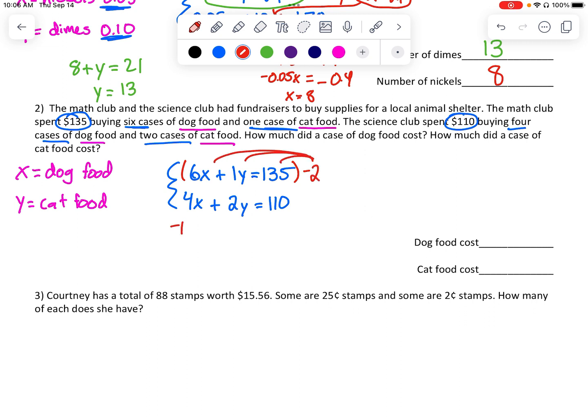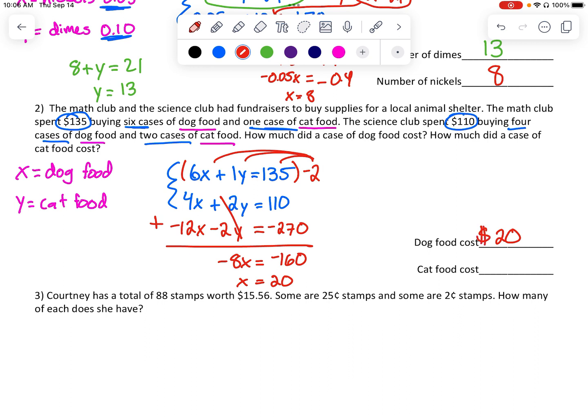So we get negative 12x minus 2y equals negative 270. Then I can add these together, so we're left with negative 8x equals negative 160. If we divide by negative 8, x is 20. So we know dog food costs $20.